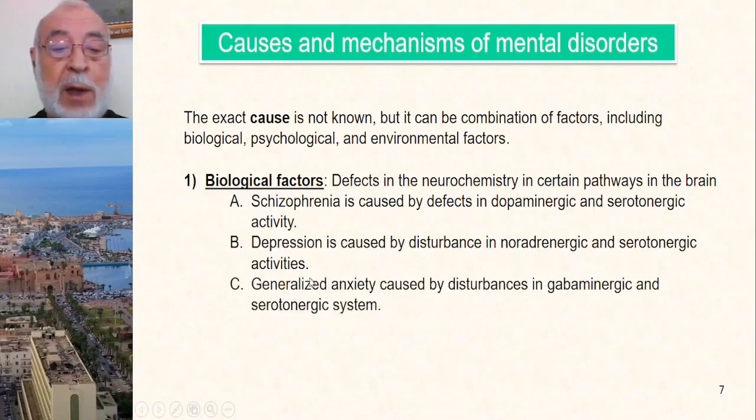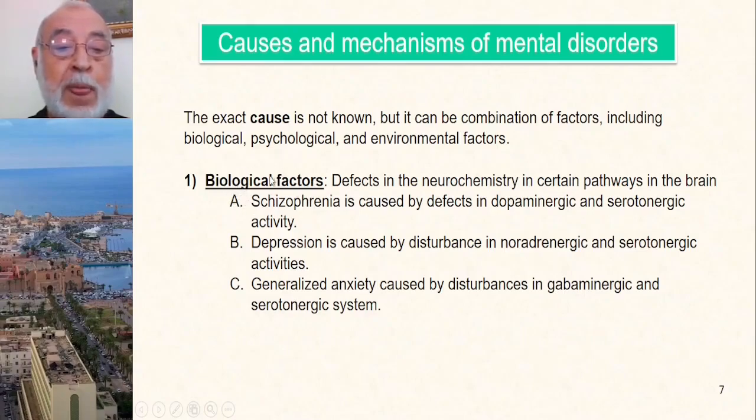Also, they found that in GAD, or generalized anxiety, patients are treated with drugs which increase GABAergic and serotonergic activity. So in this case they said that anxiety can be caused by a defect in the GABAergic or serotonergic activity. These are biological factors.